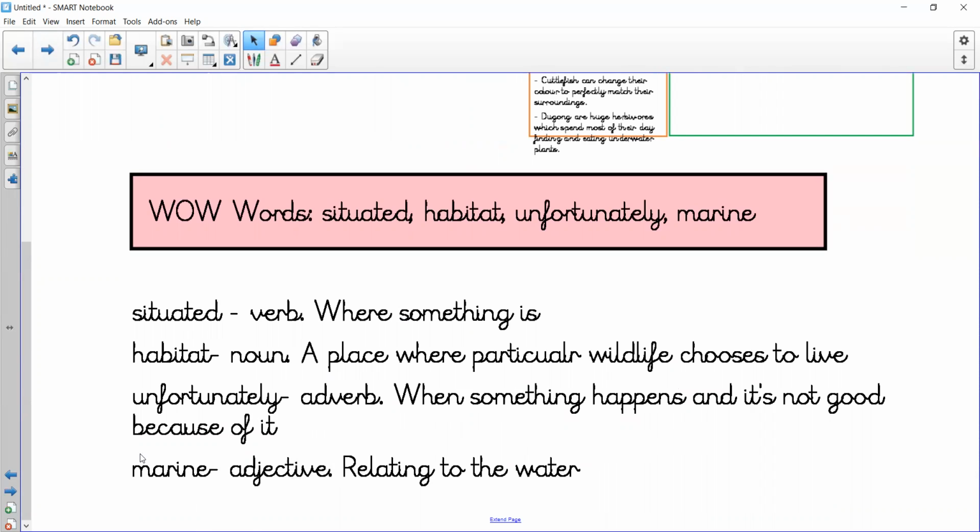And then something to do with marine, it's an adjective because we're describing something as it's being relatable to water. So you might have marine wildlife, for instance, means something that lives underwater. A submarine is a vehicle that goes underwater. So anything with marine in it, it means something to do with water.